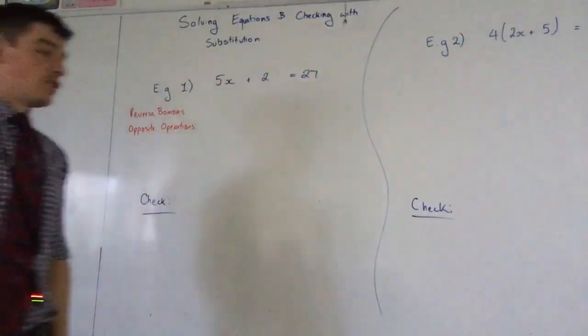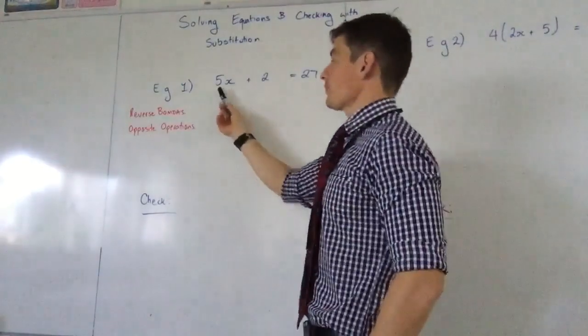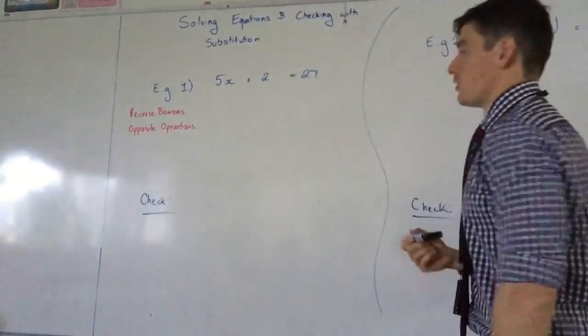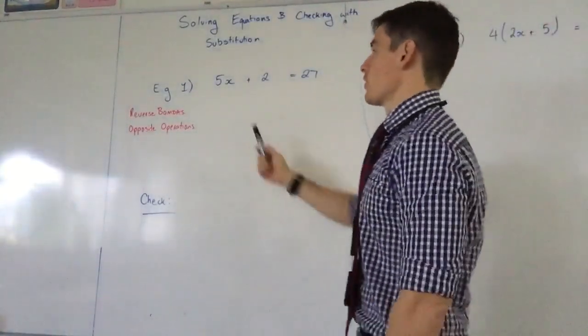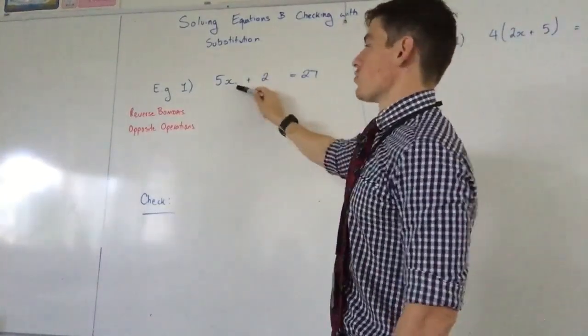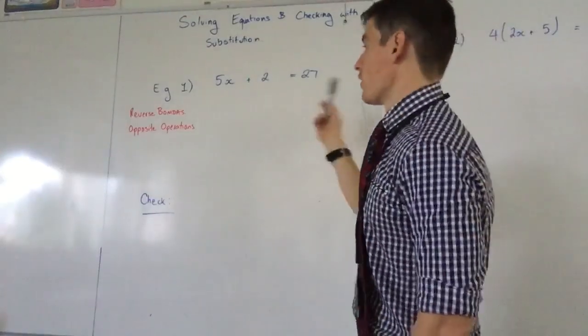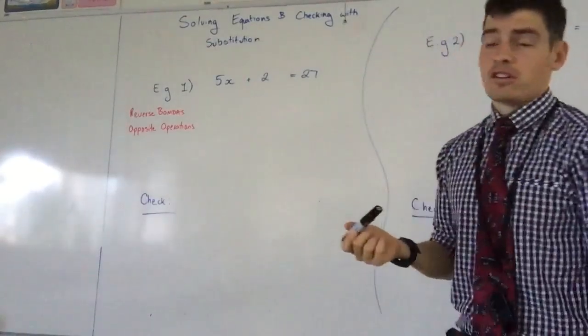So the first thing I do is identify the variable that I want. The variable that I want is my x. So to get x by itself, I need to ask myself what operations are occurring. I've got a multiplication and I've got an addition. So I need to try and get this x by itself on one side of the equal sign. I don't care which side, I just need it on one side.